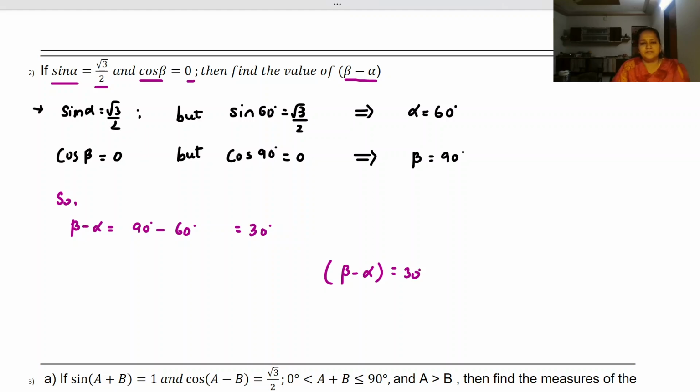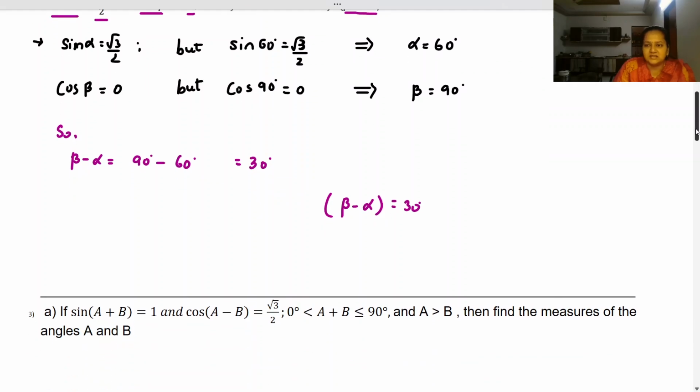A simple question. Simple one, isn't it? See, here it was sine alpha given to us, cos beta given. So we compared the trigonometric value with the angle, and we got that alpha is 60 because sine 60 is root 3 by 2. We got beta is 90 because cos 90 is 0. So we got alpha and beta, we subtracted, and hence we got the answer as 30.